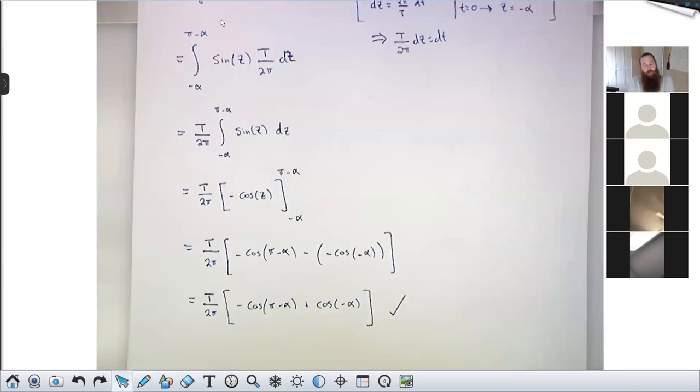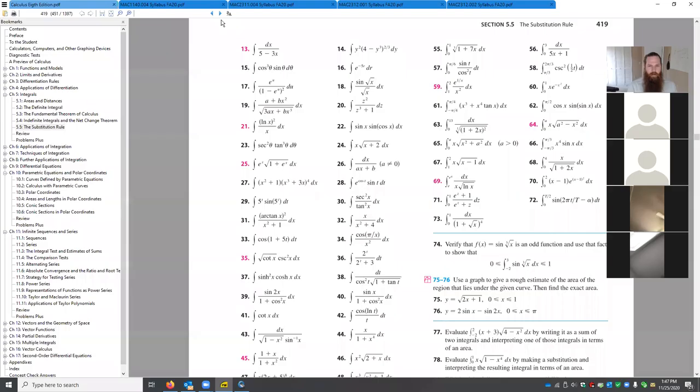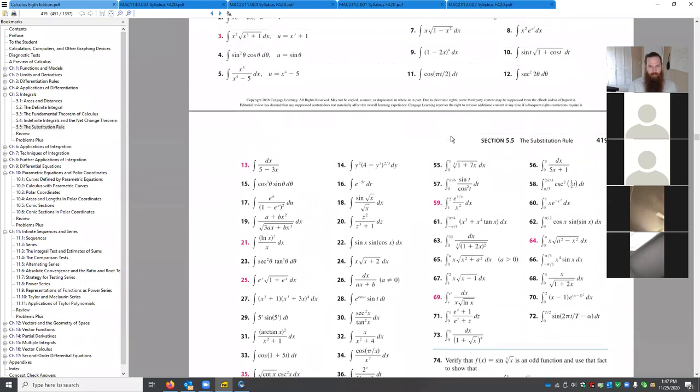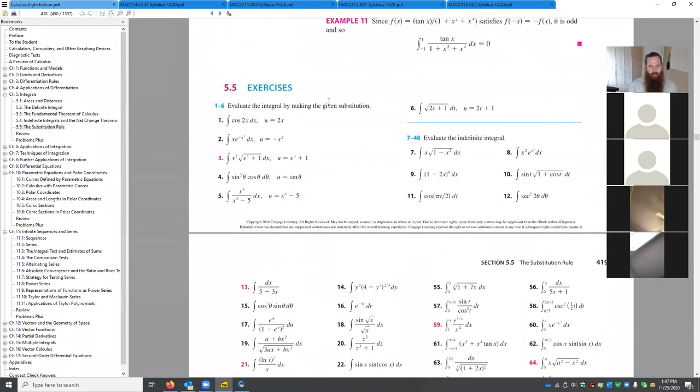And my suggestion really is to solve all the problems in section 5.5. Test 3 is the last day of class, Friday, December 4th. Which page? They are on 419 in the textbook. It's section 5.5. Looks like there's some problems on page 418 also. Yeah, you can start here. First few, they'll tell you what substitution to make, and then the rest of them, you're on your own.